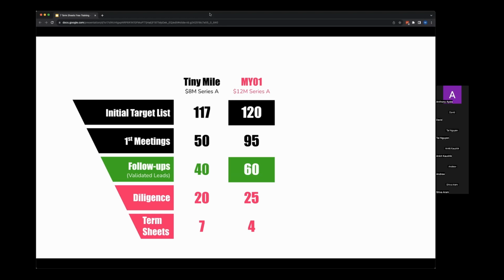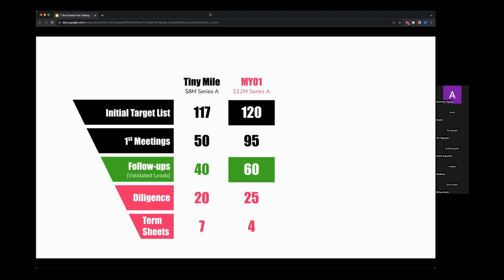So it all depends. Usually it's split between people you're already connected with, warm introductions, and then cold introductions. So for example, Tiny Mile and Mile 1, I believe it was roughly 33% people that they were already connected with, hustling for warm introductions, and then the rest were cold outreach. We'll talk about the timelines of how you spread this out over time and when you do that.